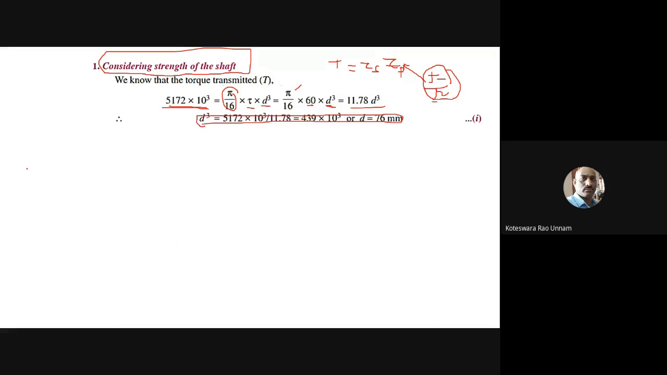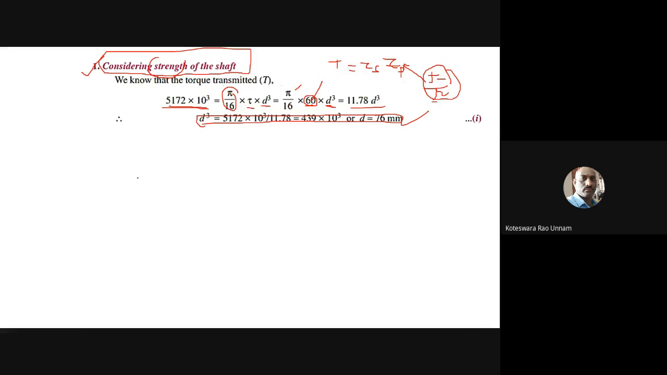So that is the first part. That means we design the shaft based on strength criteria. If I take the shaft diameter as 76 mm, the induced stress in the shaft is either equal to 60 MPa or less than 60 MPa. But what about the other condition?